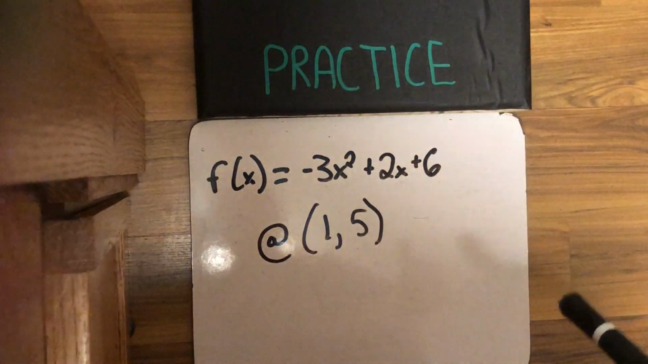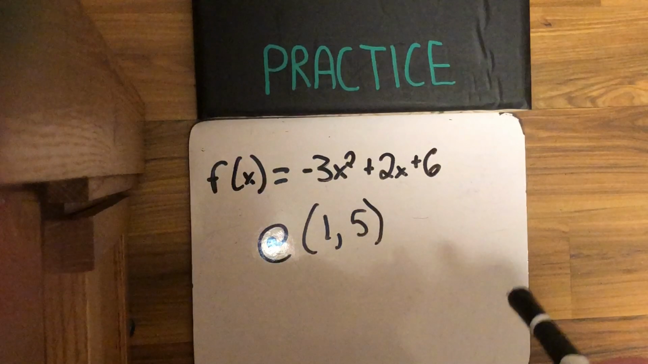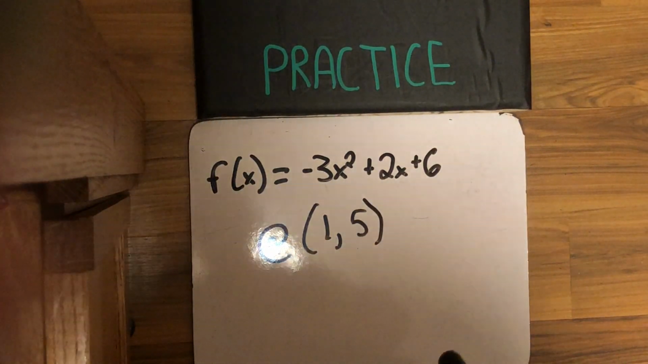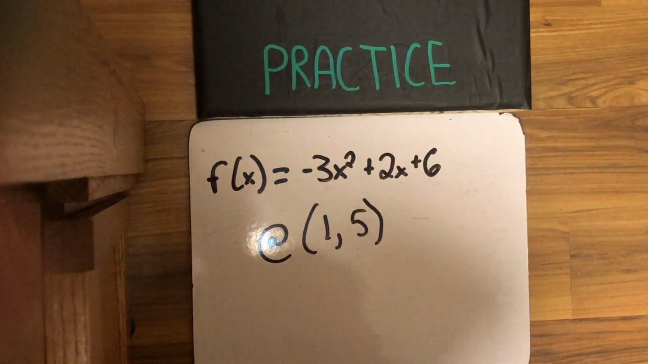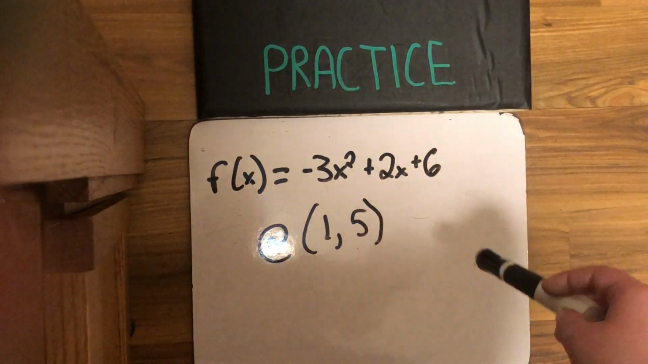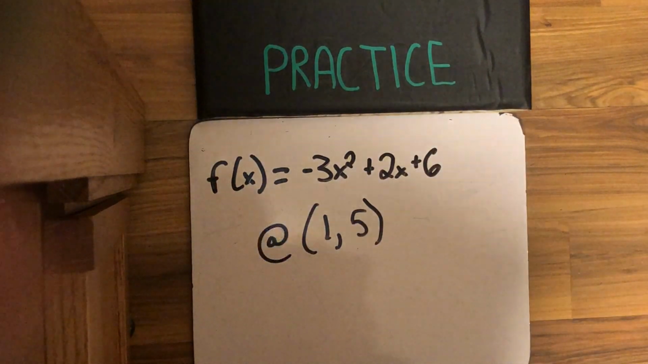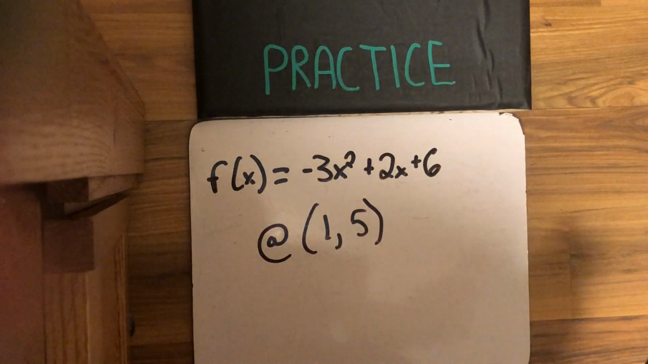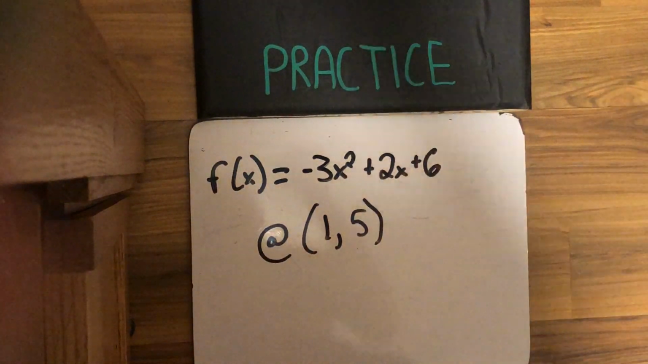So this is a practice problem that you're going to try on your own. For this one, you need to find the equation of the normal line for this function at the point (1, 5). So pause the video here, solve this. You can use your notes, look back at the example we did, and then resume the video when you would like to see the answer and how it's done.